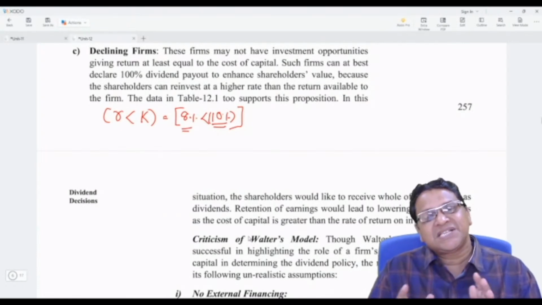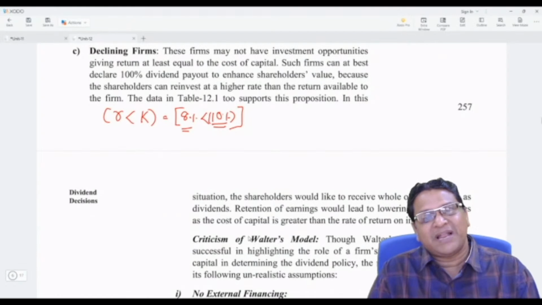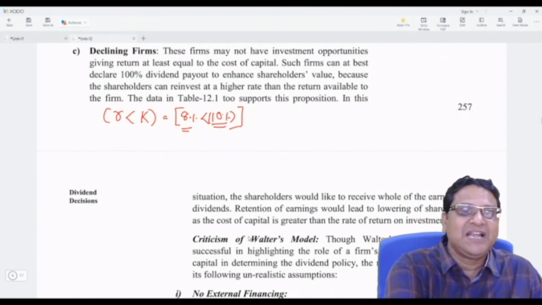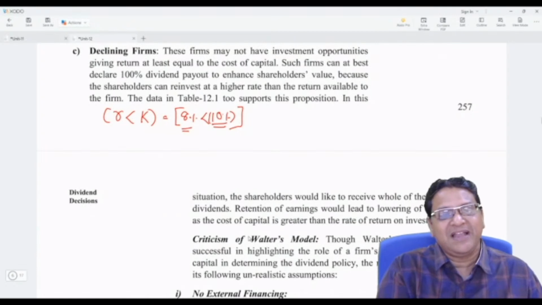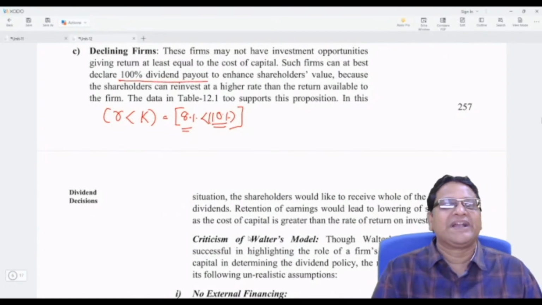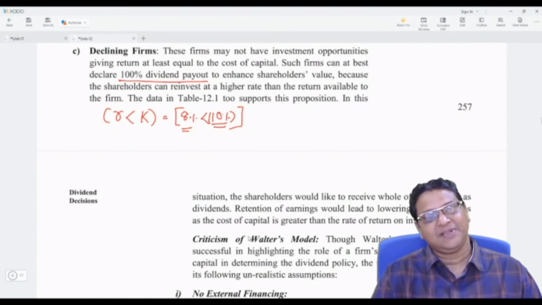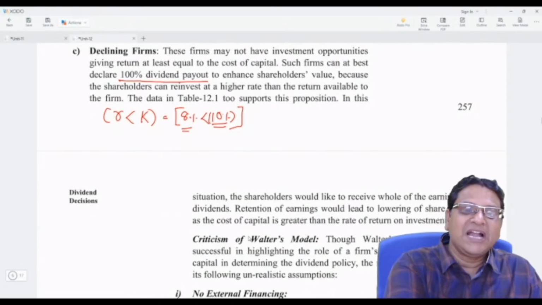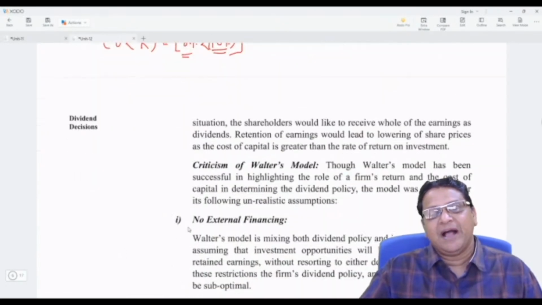In that firm, shareholders will tell the management, please do not keep any income as retained earning and reinvest in business. Rather, pay all the income to us as dividend. So, what is the best dividend payout ratio in case of decline firm? In case of decline firm, the best payout ratio is 100%. That means the shareholders will demand that 100% dividend is to be paid out to us.